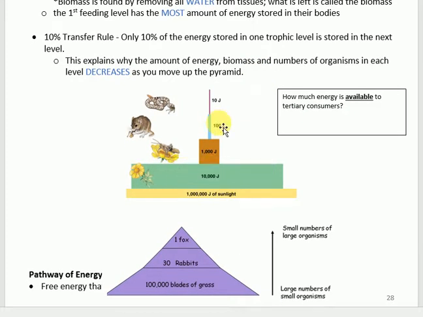So for instance, if we look at this energy pyramid, how much energy is available to the tertiary consumer? Okay, so first of all, this is our primary. And then we move up. Secondary, right? But is this a consumer? No. So this is our primary consumer, secondary consumer, tertiary consumer. It is not asking you how much energy is in the tertiary consumer, but how much is available. So your answer would actually be the 100 joules.